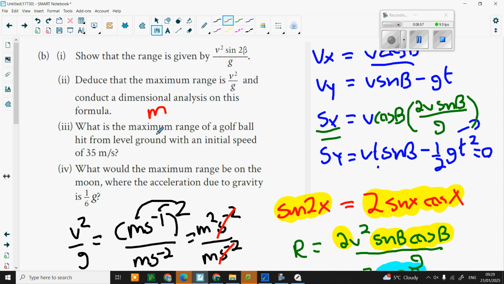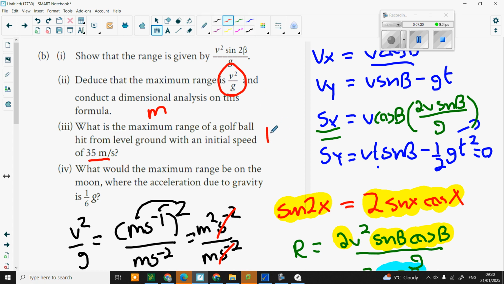Now, next one. What's the maximum range of a golf ball hit from level ground with initial speed 35? I think we can get this answer quite quickly, can't we? What do you think? 35 squared over, anybody? 35 squared over 9.8. And what is 35 squared over 9.8? 125? Grand.